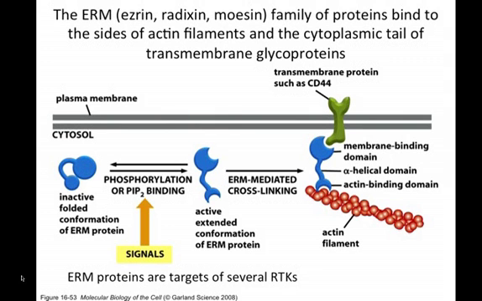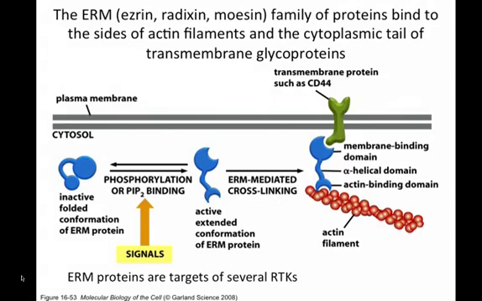Right, so there are these ERM proteins. Anyways, there are these ERM proteins, and they stand for ezrin, radixin, and moesin, three different proteins. And they're a family of proteins that bind to the sides of actin filaments and to the cytoplasmic tail of transmembrane glycoproteins. Right, so they have two domains. One's an actin binding domain, and one is probably some kind of membrane protein binding domain.